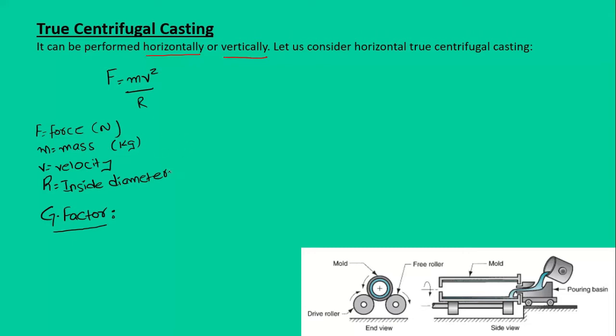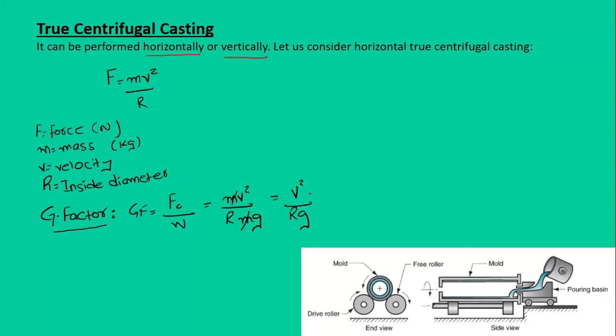G factor is equal to centrifugal force divided by the weight of the molten material. So we have centrifugal force equals mv square by r, into weight. So we cancel out this one. We have remaining v square by rg. So this is the G factor.